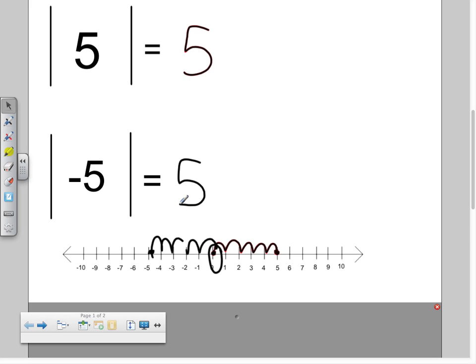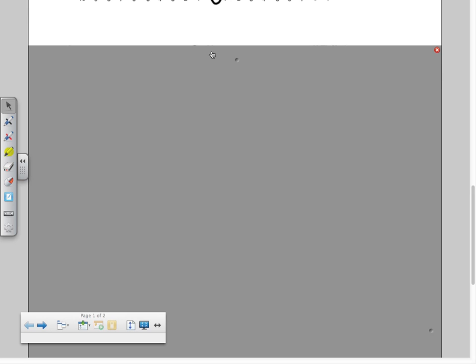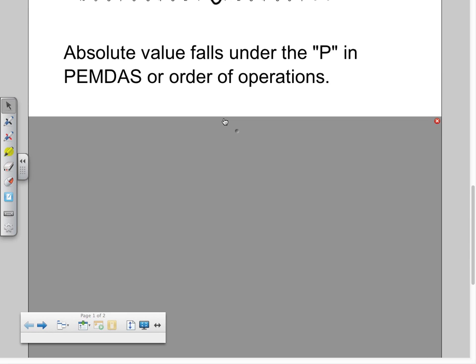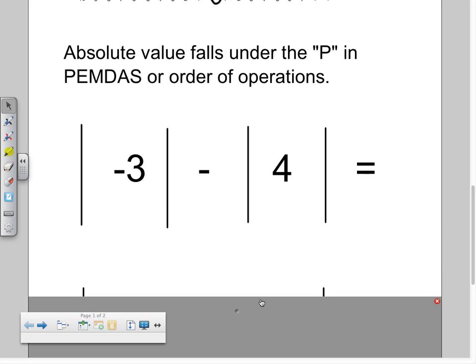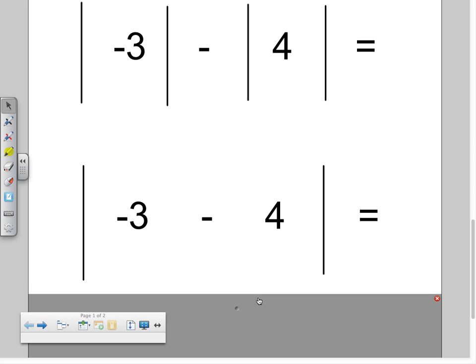Well, that doesn't seem very hard, and it's not right now, but it does get complicated as you get into upper level math, so it's good to learn the basics now. One thing that you need to consider is that absolute value falls under P in PEMDAS, or order of operations. So if I take these two problems right here, they look very similar, but they will end very differently.